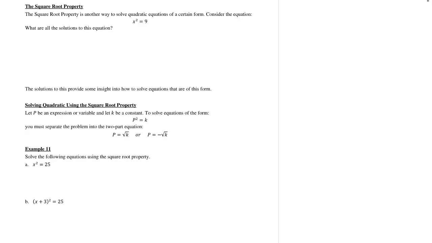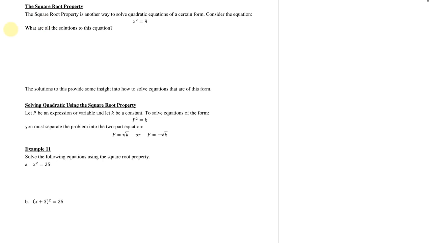Guys, we're still in 3.7. I'm on page 302, and now we're going to switch gears. So we've talked a whole bunch about how we can use factoring to solve quadratics, but some quadratics cannot be factored, and so now we're going to talk about some other ways you can do this. So one other way to solve a quadratic is with a property known as the square root property.